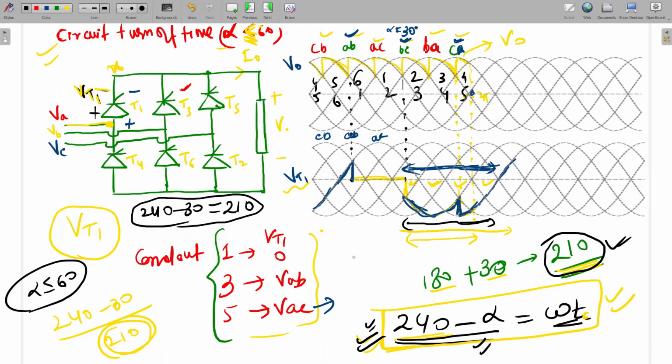So omega is 2 pi f, with 50 hertz. So T will be 240 degree minus alpha by omega. This omega is the frequency of the source voltage. So for 50 hertz frequency, it will be 2 pi f. So T will be 240 minus alpha by 2 pi into 50.